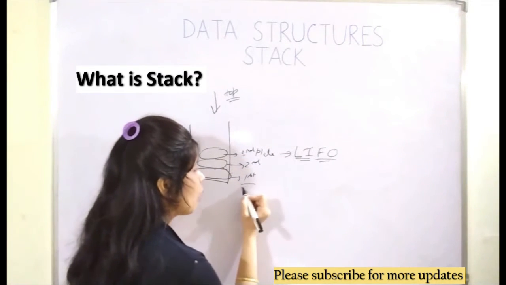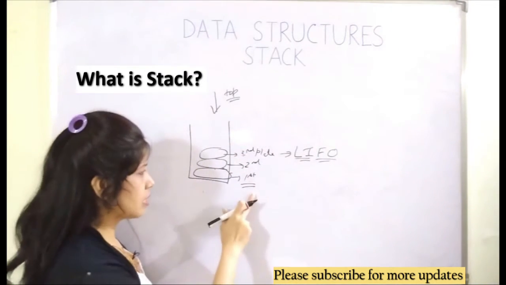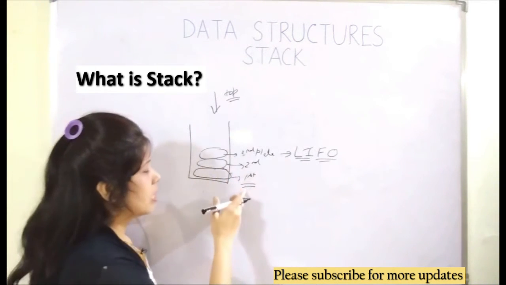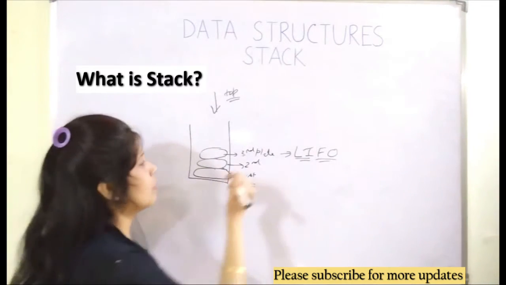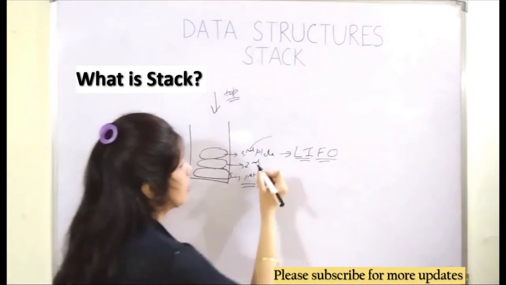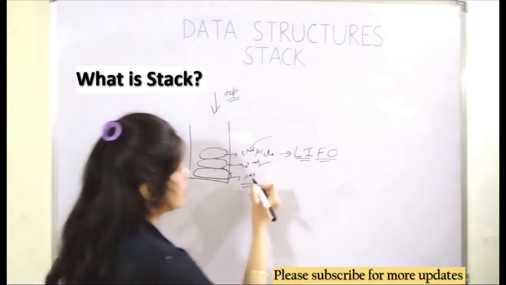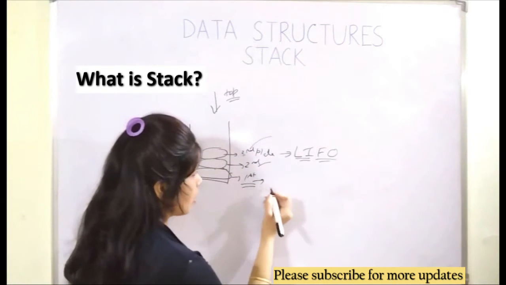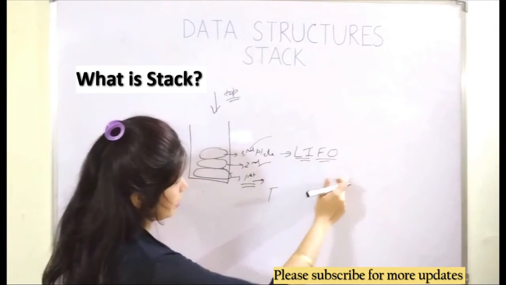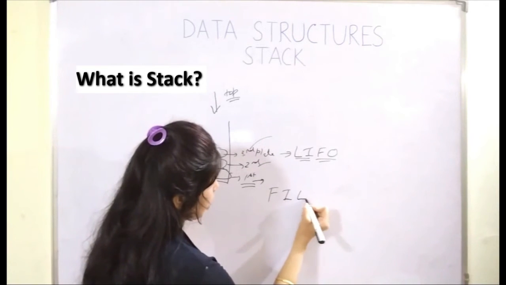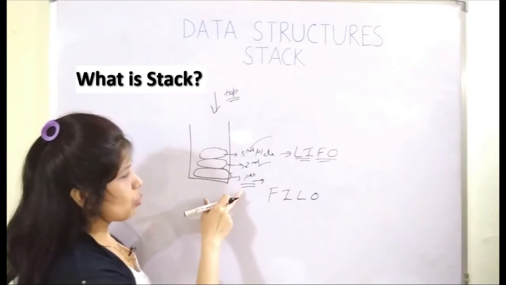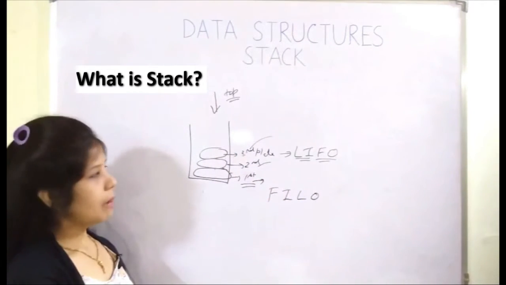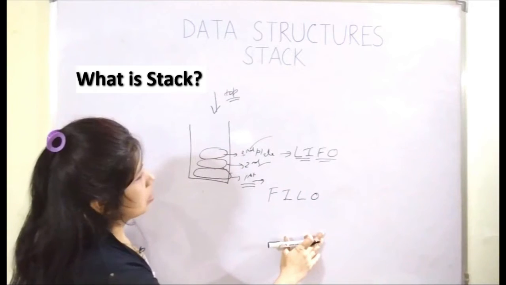So what if you have to remove the first plate? This first plate was the very one which was put first. In this case, if I have to remove this first plate, first I have to remove this third plate, then I have to remove this second plate, and only then can I remove this first plate. So as this is LIFO, it is also called first in, last out. That is, the one which was first in will be last out. So you can think in this manner. This is what the stack is about.